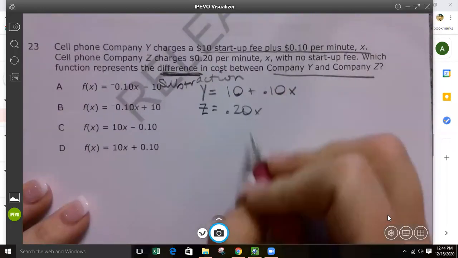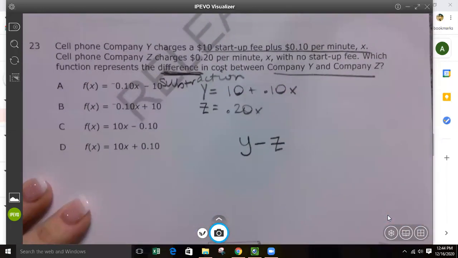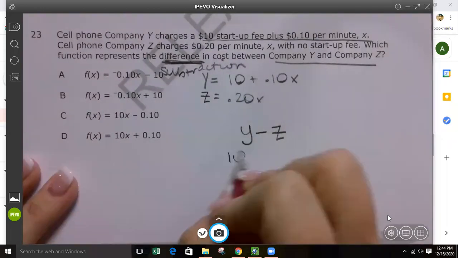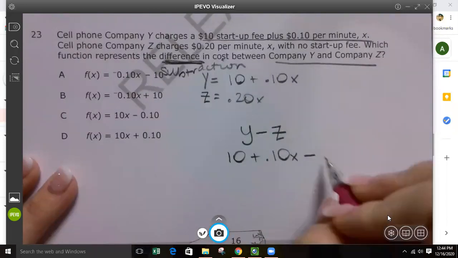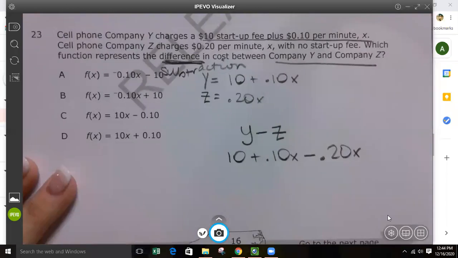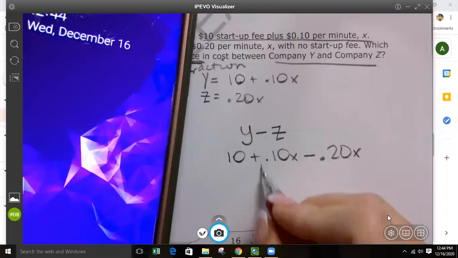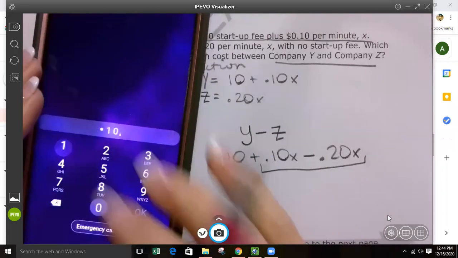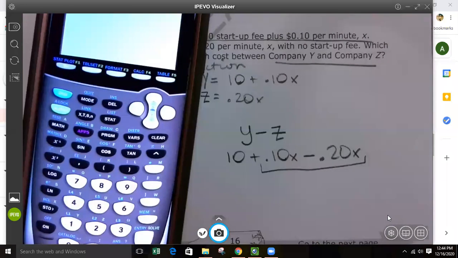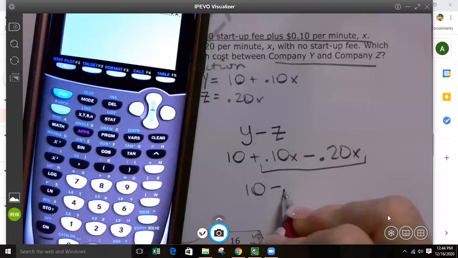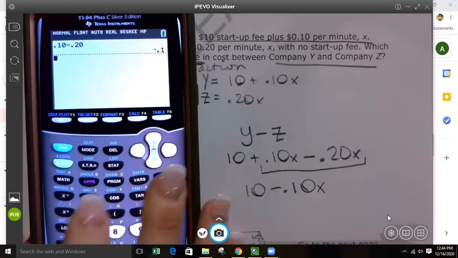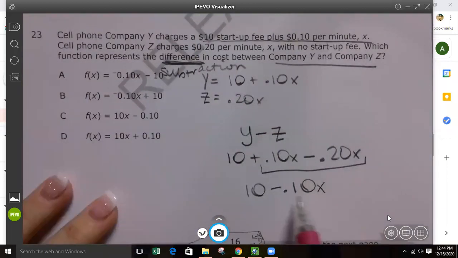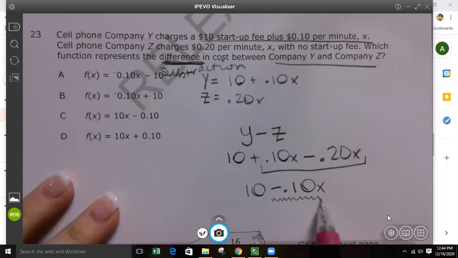Company Y and company Z. So what we're going to do is Y minus Z. You're going to take Y, which is 10 plus 0.10x, and you're going to subtract Z, which is 0.20x. You have like terms right here. And we're doing 0.10 minus 0.20. So we get 10 minus 0.10x. And that's our equation.